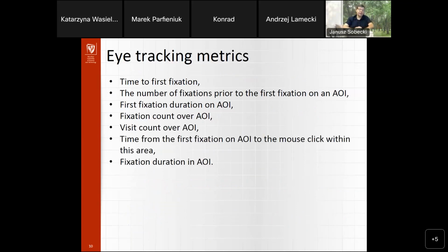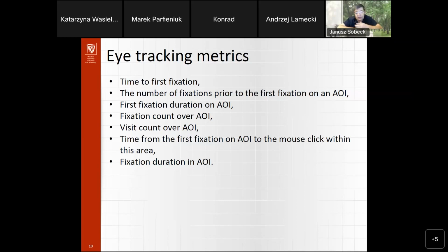So what kind of metrics do we use? Time to first fixation, the number of fixations prior to the first fixation, the first fixation duration on an area of interest, fixation count over an area of interest, visit count over an area of interest, time from the first fixation to the mouse click within the area, and fixation duration in an area of interest.